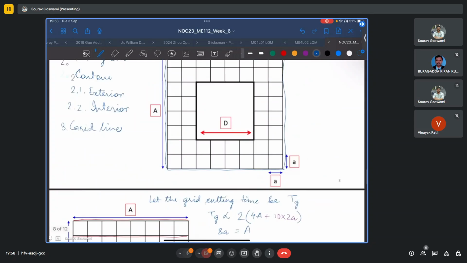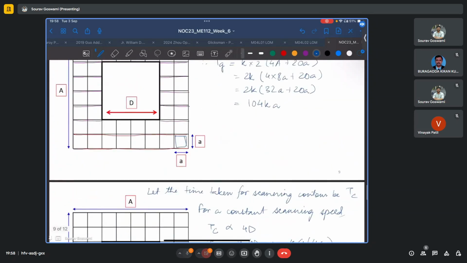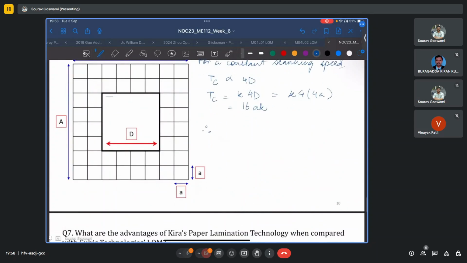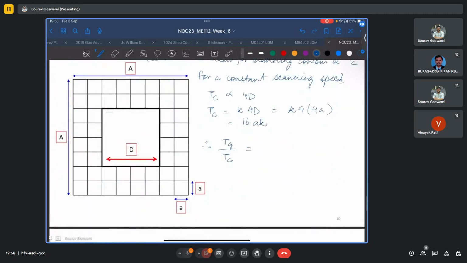We have to find the ratio of grid cutting time to time taken for contour scanning. So grid cutting by contour, 104 ka.